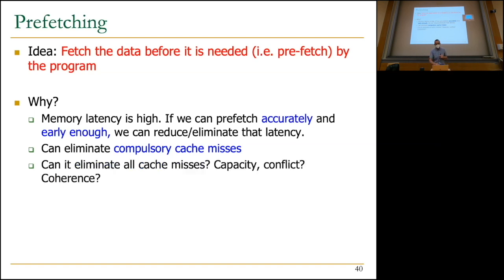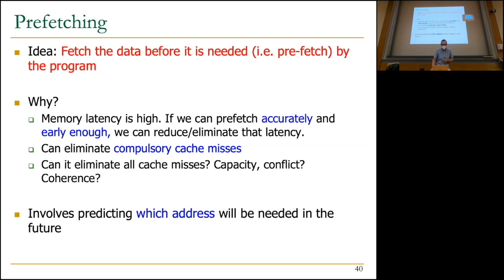Okay, so the question becomes, of course, can it eliminate all cache misses: capacity, conflict, coherence? And the answer is very quickly yes, basically. As long as you can prefetch the data, predict what you need, you can eliminate all the cache misses. Okay, of course, this involves predicting which address will be needed in the future, right?